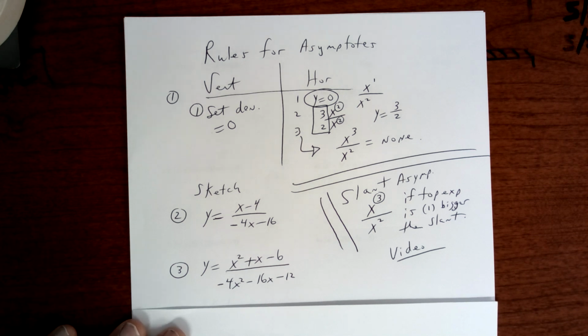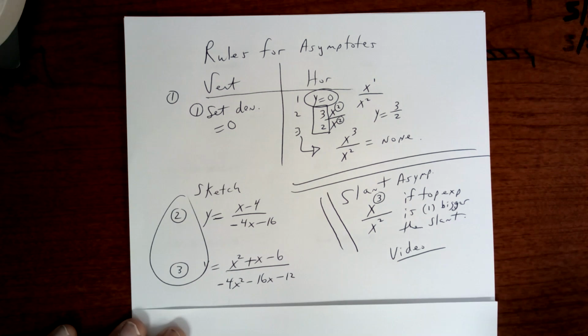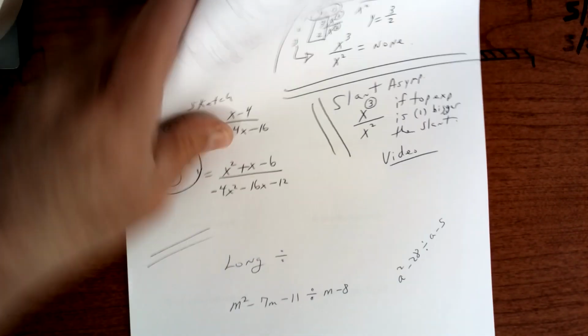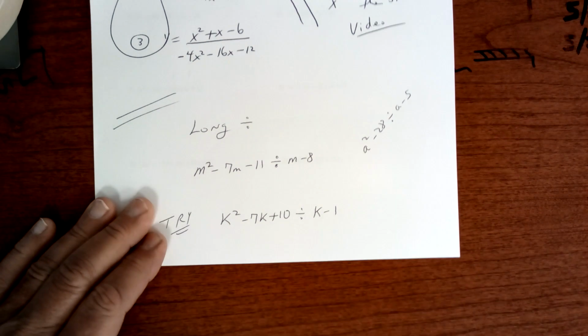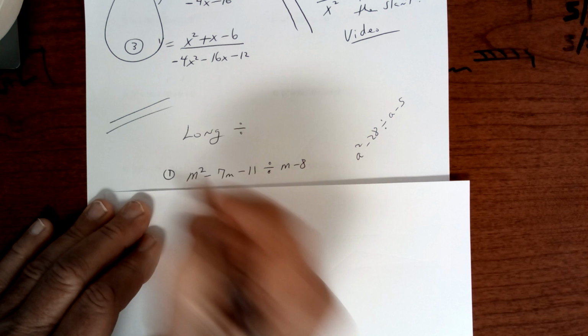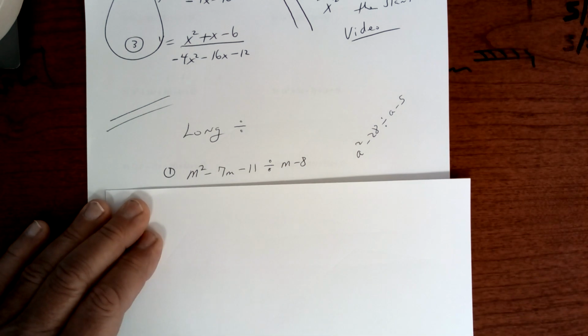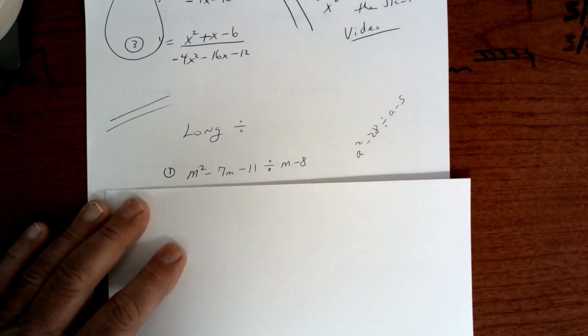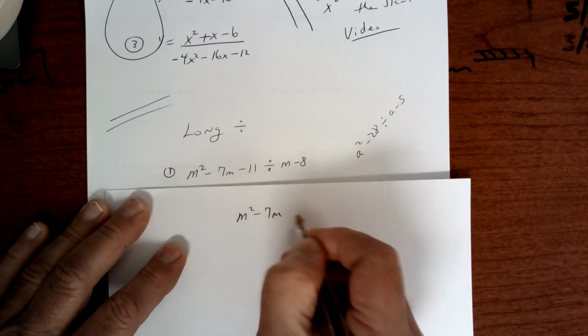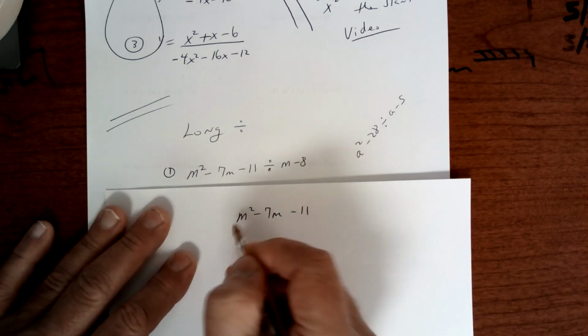Now I didn't work these two, so I'm going to skip those. But let's talk about the slant. Now, long division is what I'm going to teach you now. So copy down number 1. Okay, so you're taking this and you're dividing it by this.